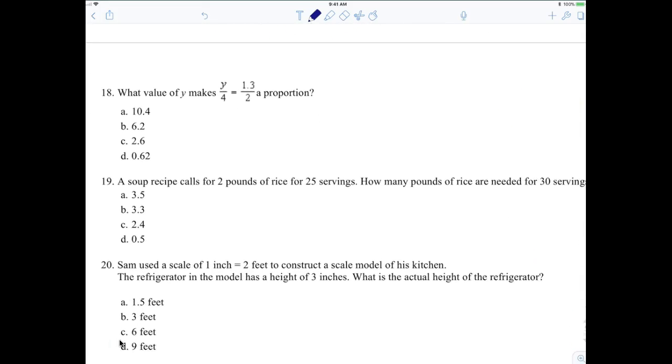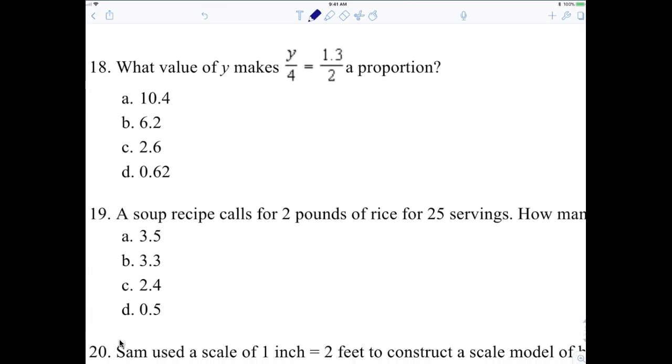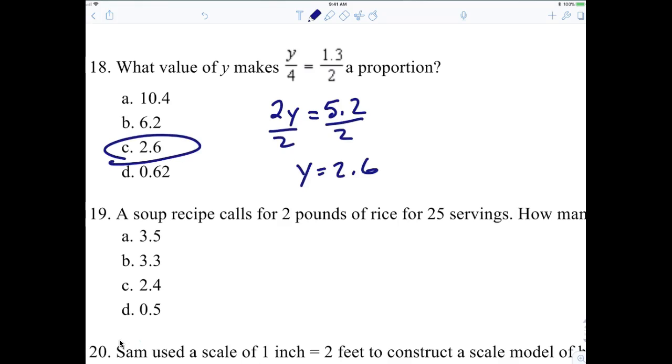All right, number 18. Now again, we're going to cross multiply. So on your paper here, I want you to write 2y equals, and what's 4 times 1.3? 5.2. Then you divide by 2. 2.6. Here we go. Everybody all right with that? All right, here we go.